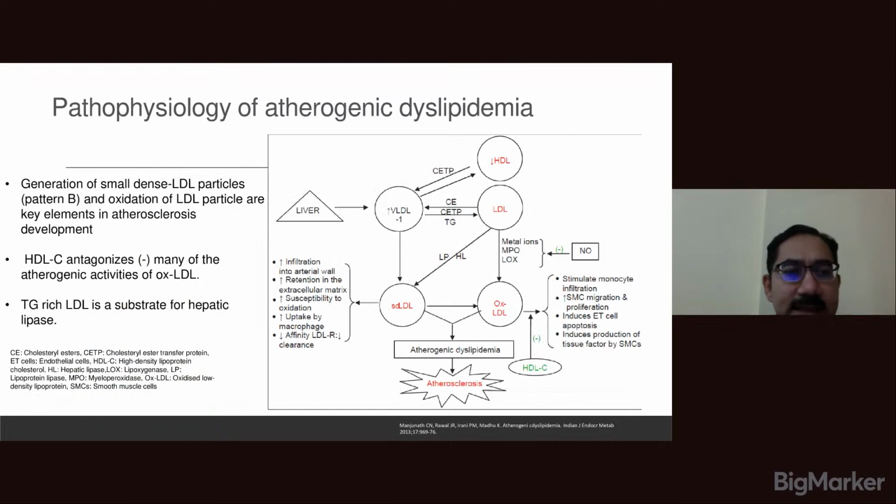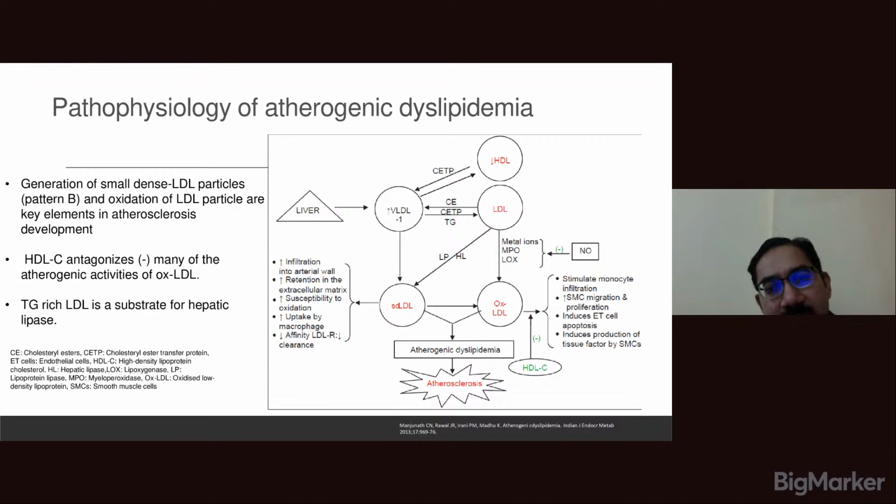As we can see in this slide, the pathophysiology of atherogenic dyslipidemia: small dense low density lipoprotein causes increased infiltration into the arterial wall, which helps in formation of lipid rich plaque. It also increases retention in the extracellular matrix, has increased susceptibility to oxidation, increases uptake by macrophages from the endothelium, and has decreased affinity for LDL receptors, which help in the clearance of LDL.